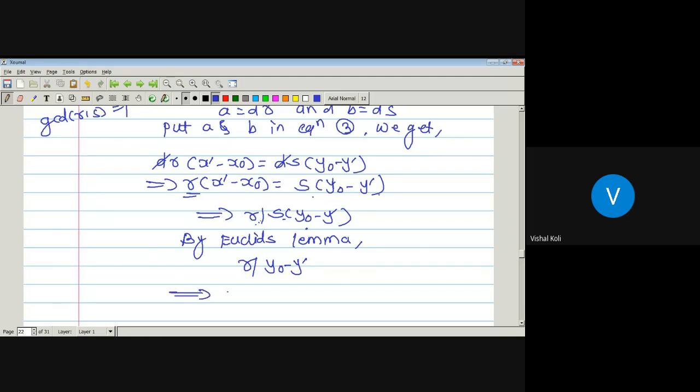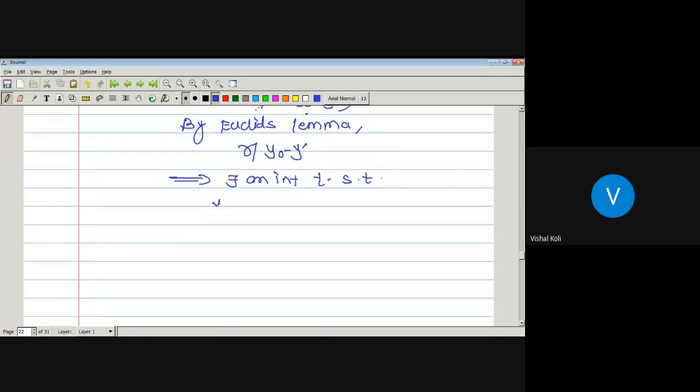Then by the definition of divisibility, there exists an integer t such that y₀ minus y' can be written as r into t. So y₀ minus y' is a multiple of r. Take this one as equation number 4. Okay, so from this one, what should be the value of y'? y' is nothing but y₀ minus r into t.